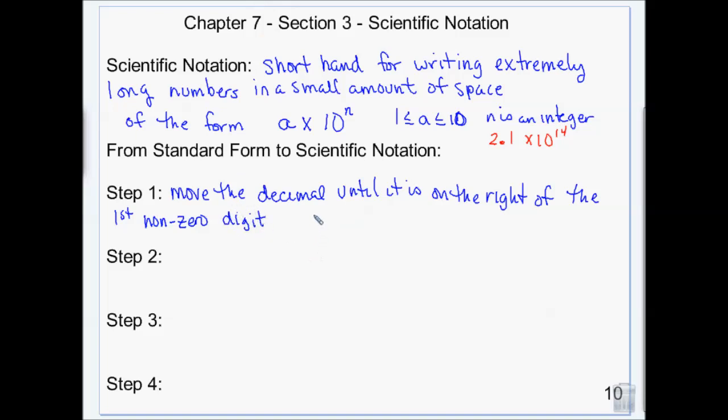Okay, so the first thing we do is we take the decimal wherever it is, and we move it until it is on the right of the first non-zero digit. Forgot the dot for the 9. Okay, that's the first step. The second step is that, well, we're going to do step 1 and step 2 at the same time. And the second step is that we count the number of places that we moved the decimal. Count has a U in it.